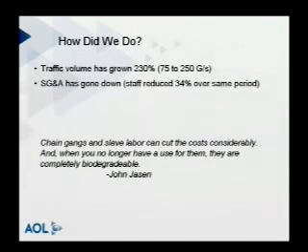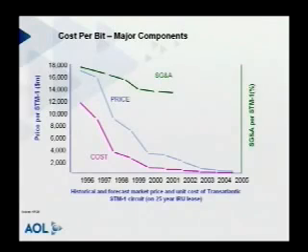So all said and done, how did we do? Traffic volume has grown about 230%. In about the same time, we have lost a bunch of engineers. So our SG&A has gone down while we've pretty much almost trebled our bits carried on the network. So overall, when I was talking about the scheme of optimizing for SG&A, optimizing for OpEx, we've so far managed to pull it off.